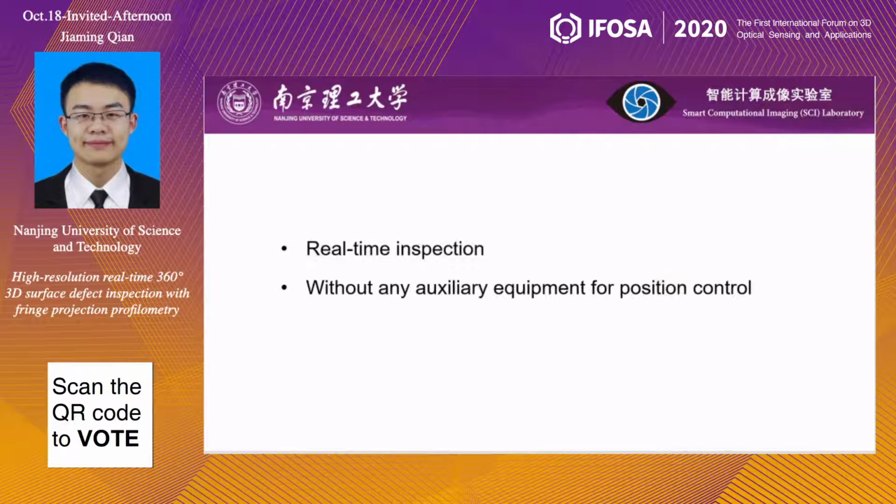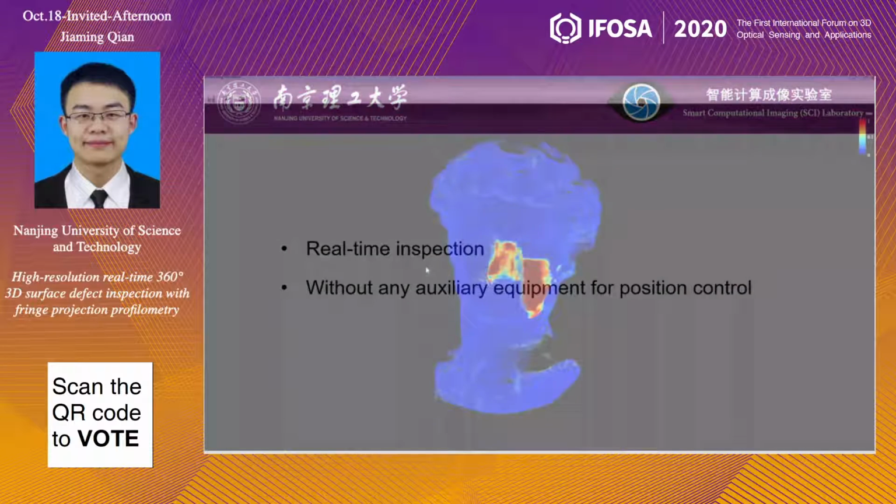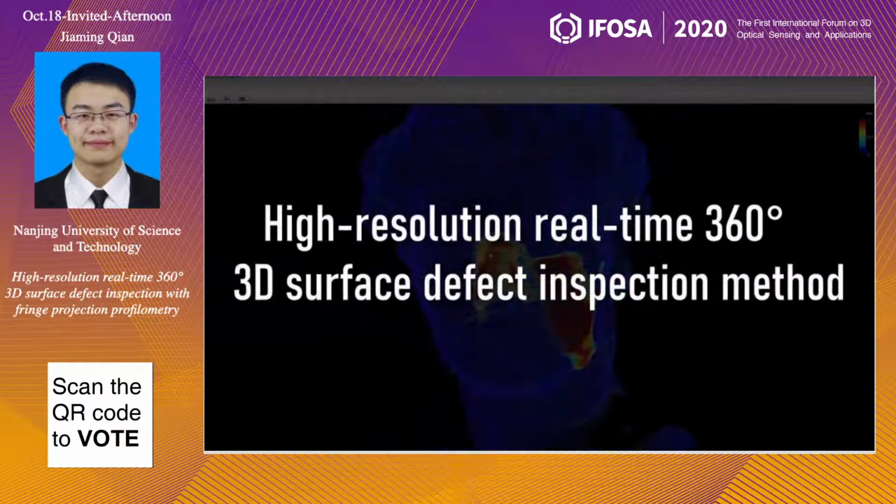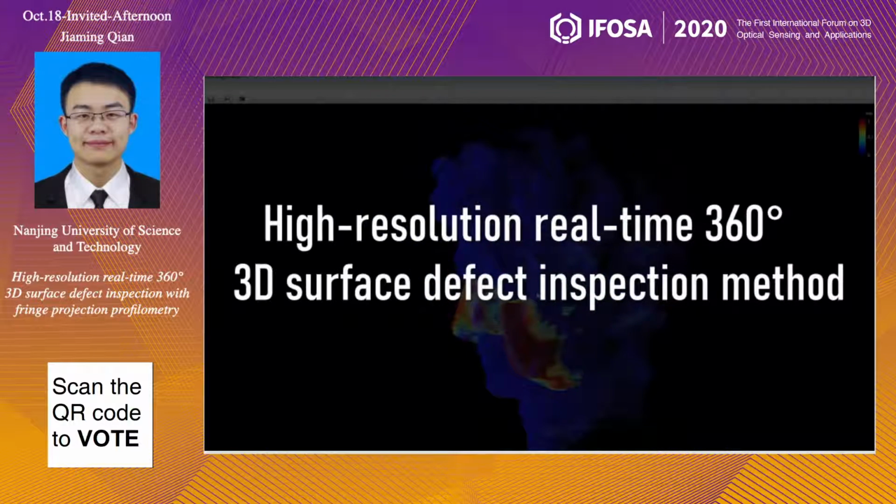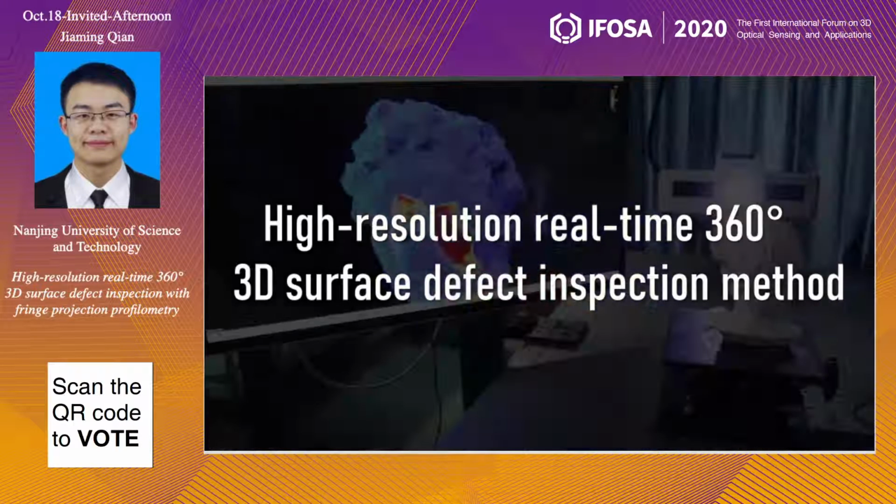A more ideal way is to realize real-time 3D inspection without any additional equipment for position control. So in this work, we propose a high-resolution real-time 3-dimensional surface defect inspection method without using any additional equipment for position control.